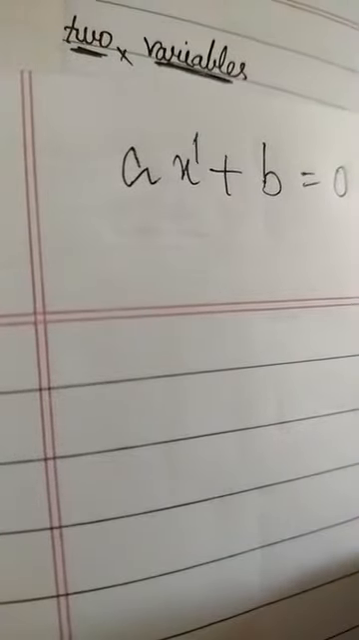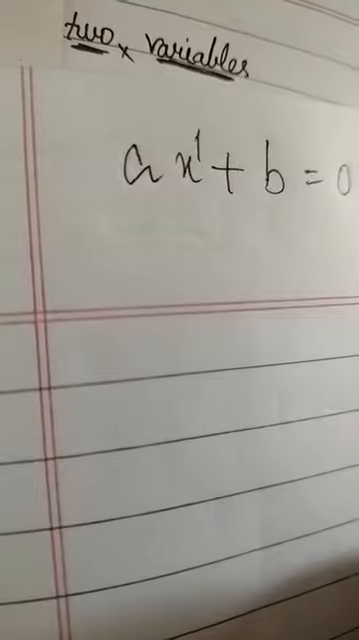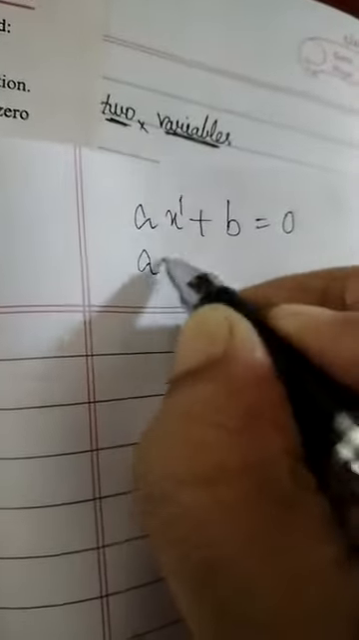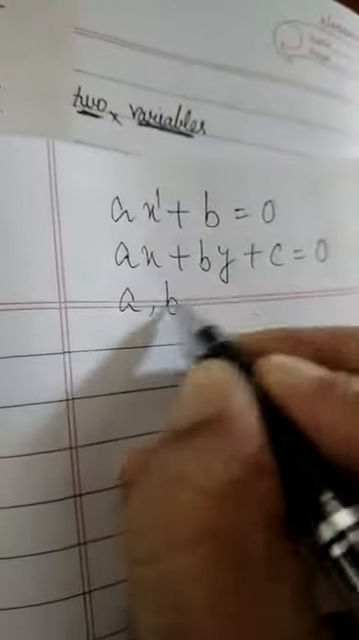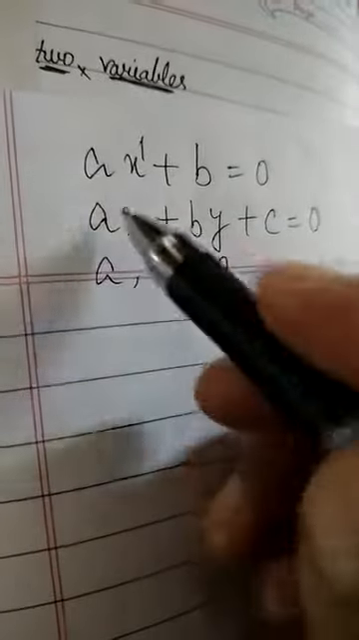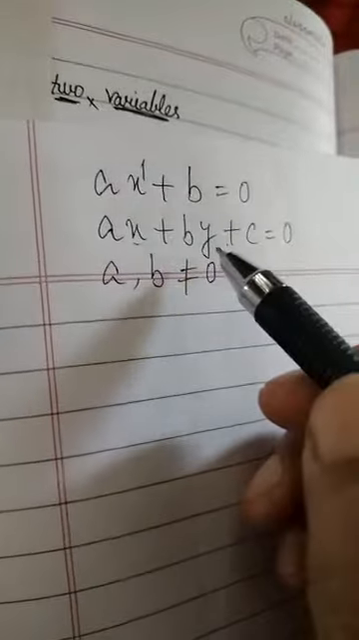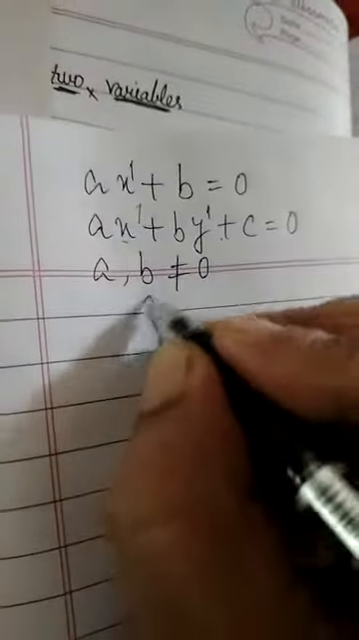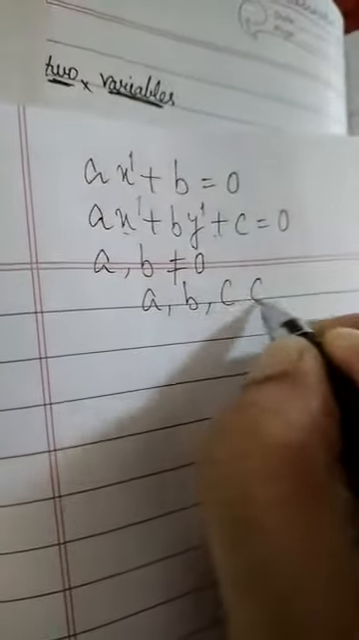Now in this class we will do the linear equation in two variables, and the linear equation in two variables in the standard form is ax plus by plus c is equal to 0, where a and b both are not equal to 0, two variables are here and the degree of the variables is equal to 1 here, and a, b, c, all the three, belong to real numbers. They are the real numbers.